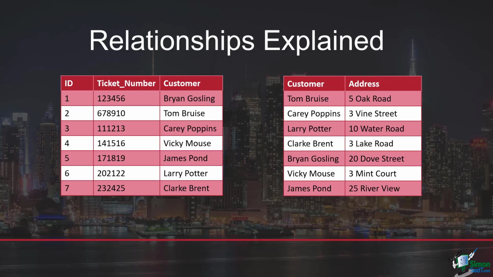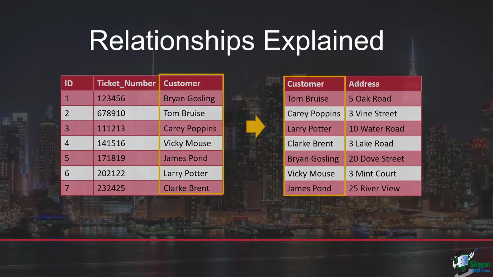So the way that we would link these two tables is by using the common field. And you can see the common field here is highlighted. It is the customer field. So I can link the table on the left to the table on the right using the customer field in both because it's common between the two tables. Once we've done that, we then have that link and it means that we can access the address information in the other table. Now, what if we have a slightly different situation?